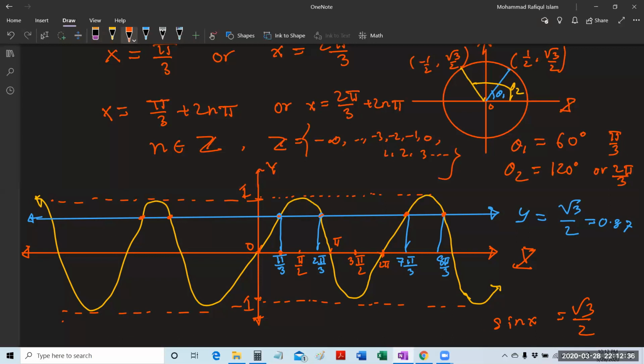So all the x values: the first one is pi over 3, the second one is 2 pi over 3, the third one is 7 pi over 3, the fourth one is 8 pi over 3, and so on and so forth. All these x values are the solutions to this equation.